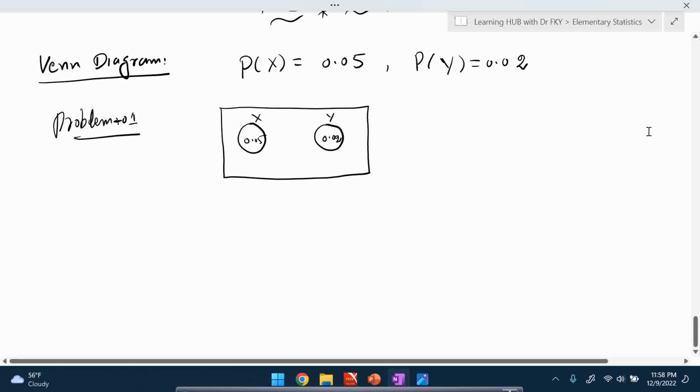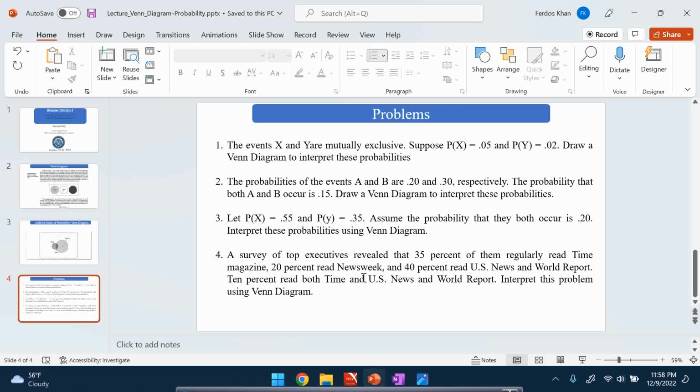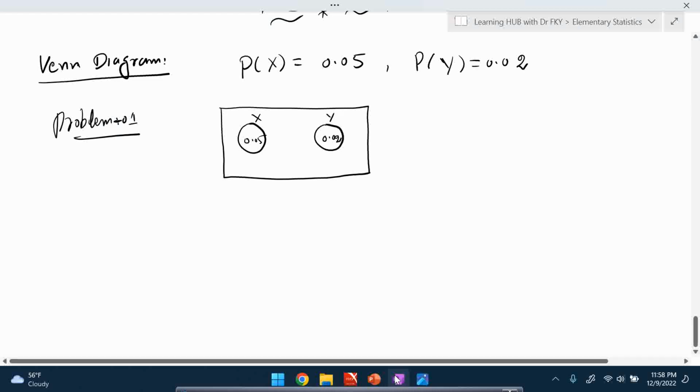Now let's move to problem 2. I have different problems, so you can see. Problem 2: the probabilities of events A and B are 0.20 and 0.30 respectively. The probability that both A and B occur is 0.15. Draw a Venn diagram to interpret these probabilities.